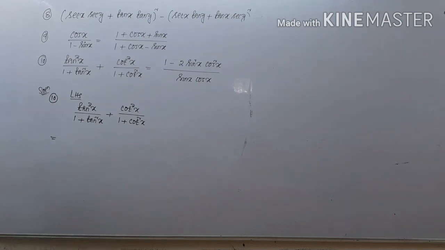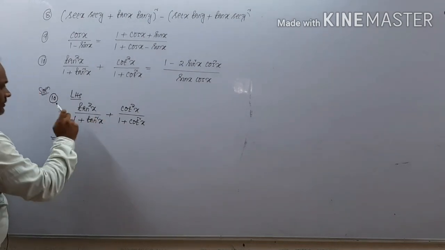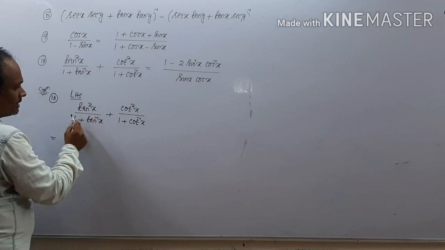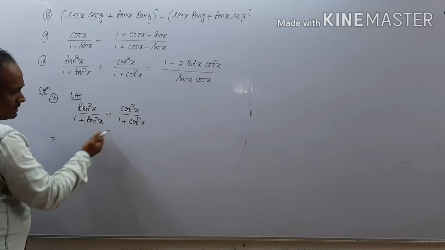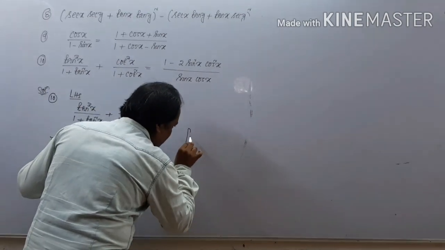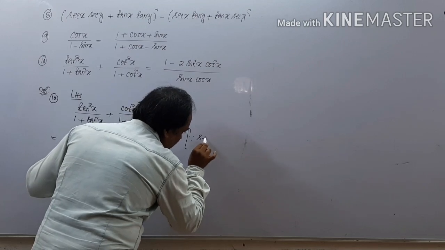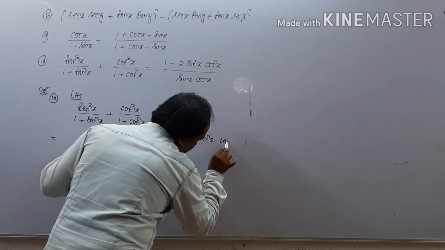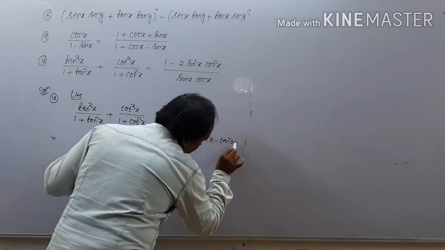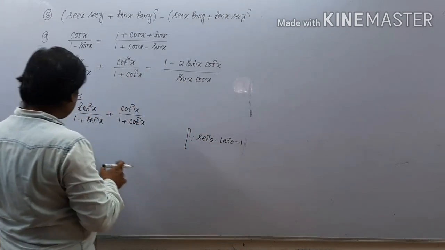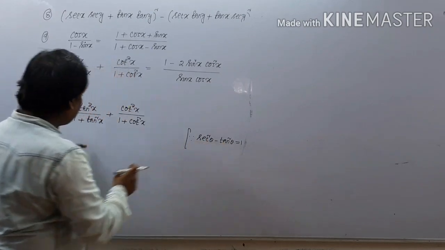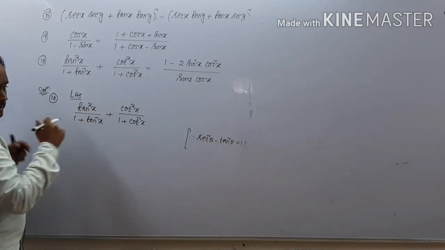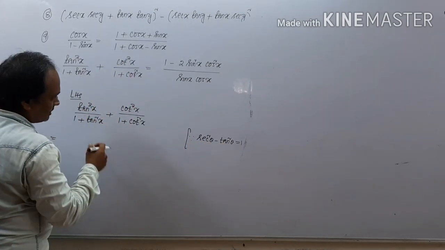Clearly we can write, first of all we will put the formula over here, that is 1 plus tan square theta. Since we have the formula, see that sec square theta minus tan square theta is equal to 1. So clearly 1 plus tan square theta is equal to sec square theta. Directly we will put. After that we will change into sin cos, right?